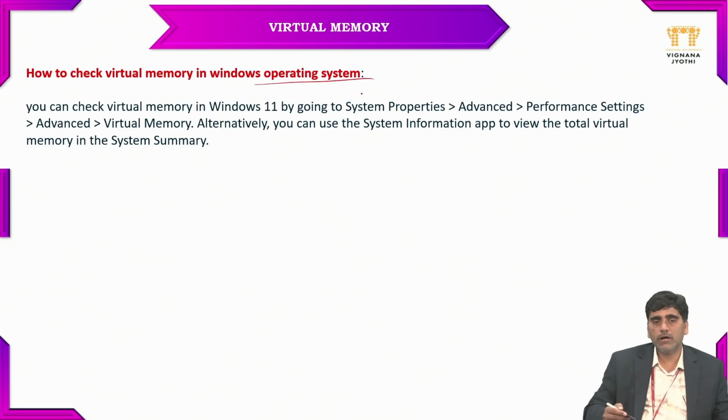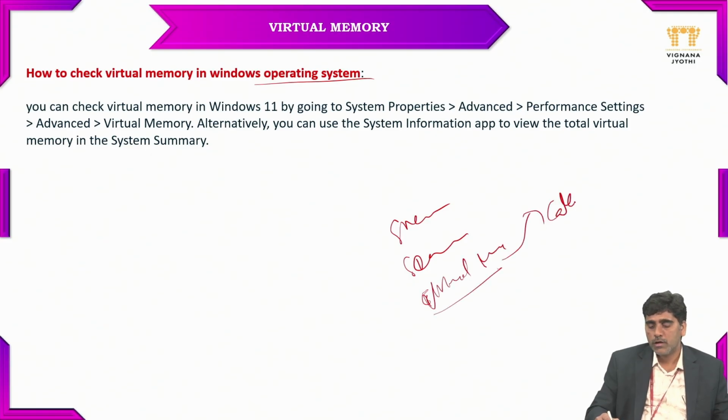Whenever you install the operating system, it automatically provides some space for main memory, some space for secondary memory, and some space for virtual memory also. Virtual memory is called whenever the RAM is running out of memory. Whenever the RAM is running out of memory, only at that time virtual memory is called.